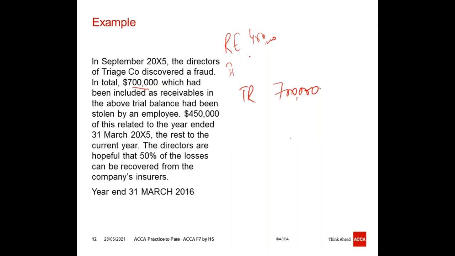And in the income statement, there is a difference of 2 lakh. This amount should be adjusted against the opening value of retained earnings. Is it clear? Now the directors are hopeful that 50% of the losses can be recovered. So this amount can only be recognized when the chance of recovery is virtually certain.